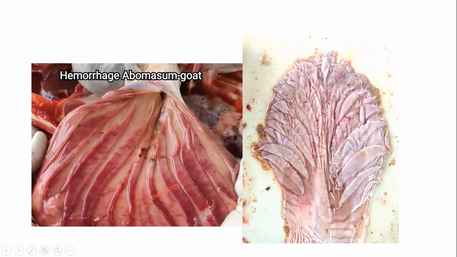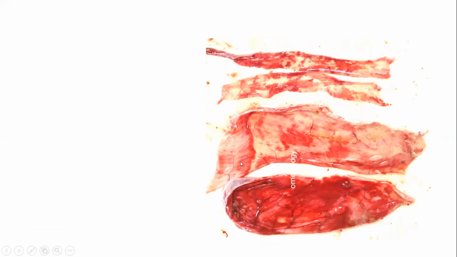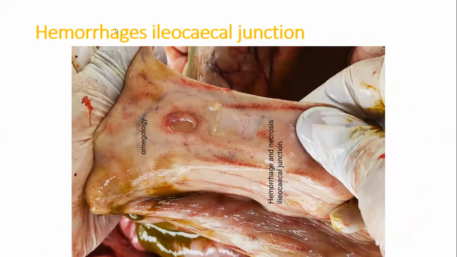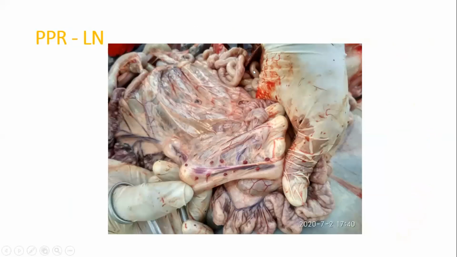Here you can see the hemorrhages can be observed over the tip of the papillae or the folds of the abomasum. Then the erosive enteritis can be observed over here. Zebra type of markings could be observed on the intestines. Then one of the typical characteristic findings is the presence of hemorrhages on the ileocecal junction over here. Then mesenteric lymph nodes are edematous, hemorrhagic, and congested.